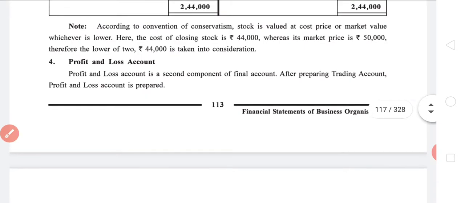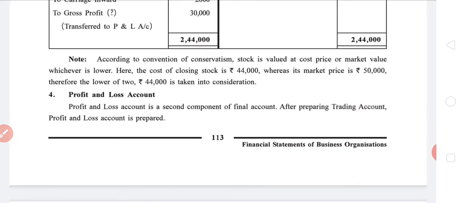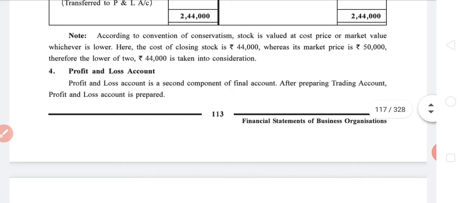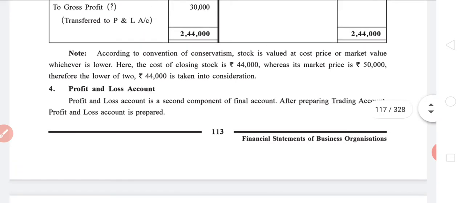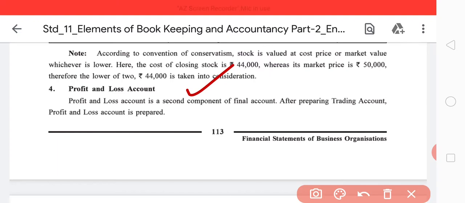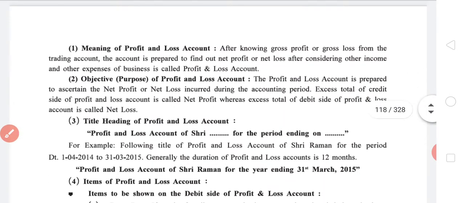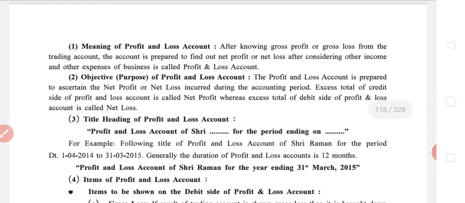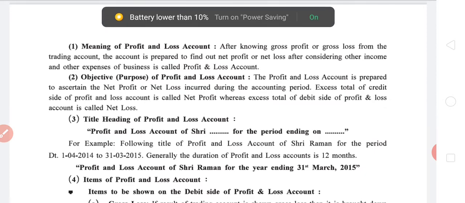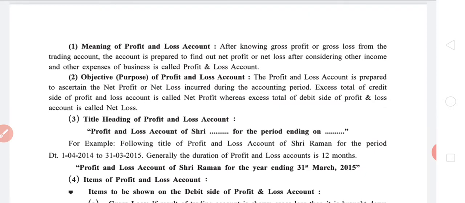Now what we will do, we'll study about profit and loss. The profit and loss account is the second component of final account. After preparing trading account, we need to prepare profit and loss account. So, what is the main purpose of profit and loss account? To know profit and loss of the business. To know net profit and net loss of the business, and other expenses and income of the business, it is called profit and loss account.